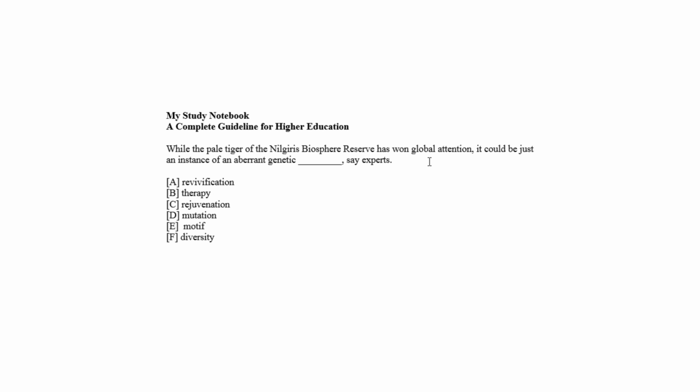Revivification as choice A, which means the restoration of life, and rejuvenation as choice C, which means the action or process of making someone or something look or feel better, younger, or more vital. Both choice A and C thus do not fit the blank with respect to the sentence, as the sentence is not about restoration at all. So choice A and choice C are to be eliminated.